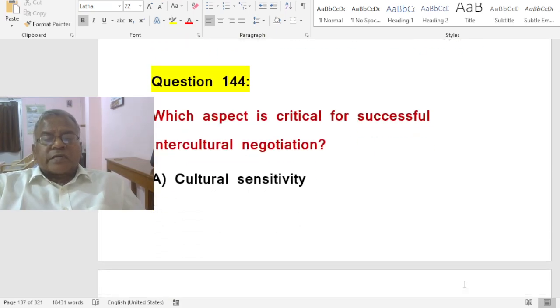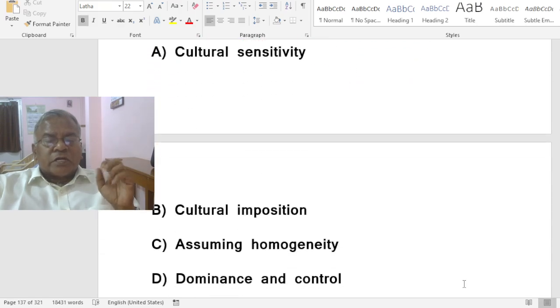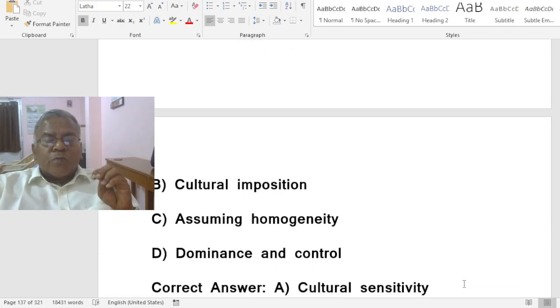Which aspect is critical for successful intercultural negotiation? A. Cultural sensitivity. B. Cultural imposition. C. Assuming homogeneity. D. Dominance and control.